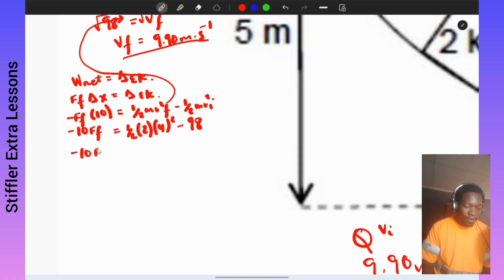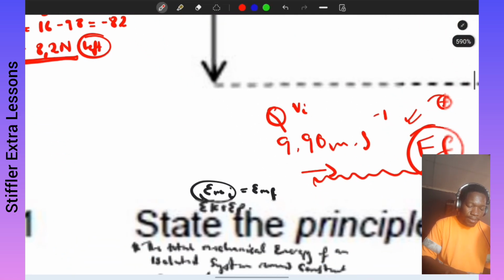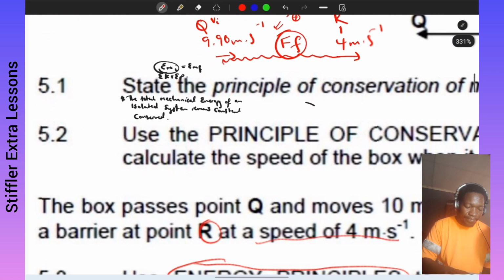So negative 10 of frictional force can become 16 minus 98, which gives us negative 82. Yes, and you can divide both sides by negative 10, so our frictional force just gives us 8.2 newtons. This is the magnitude of the frictional force. If they need the direction, obviously this is to the left, right? So let's carry on. Let's see another question.